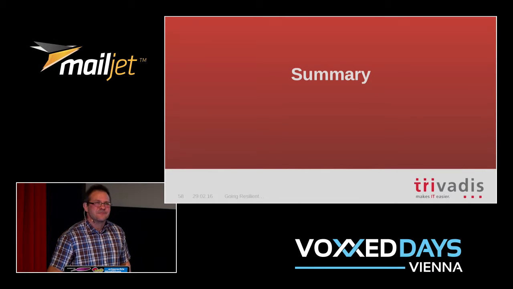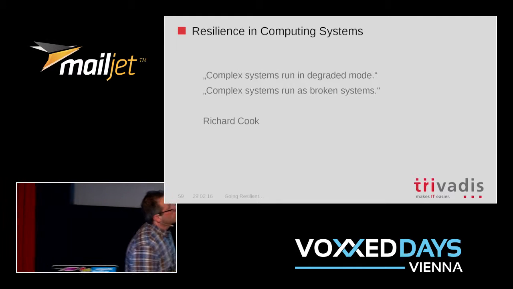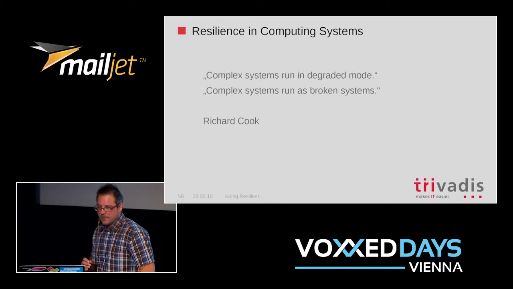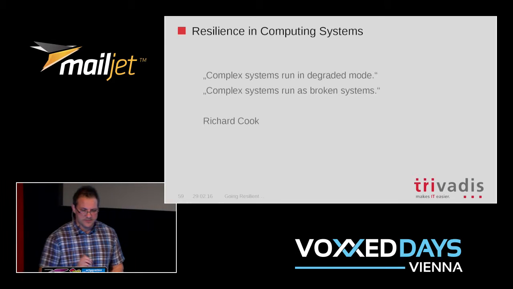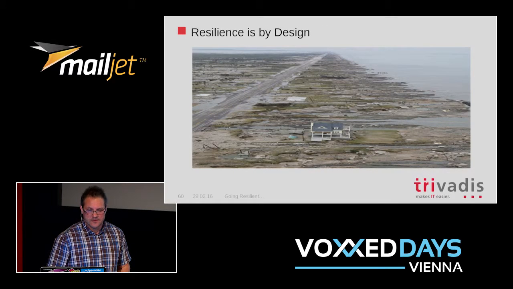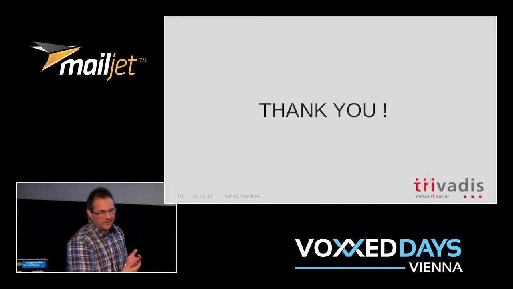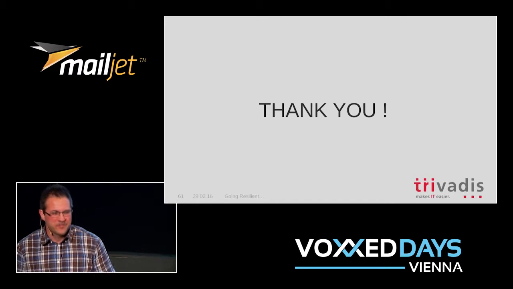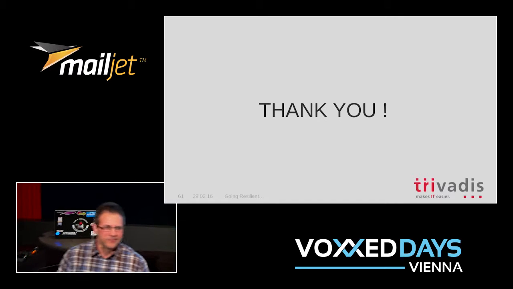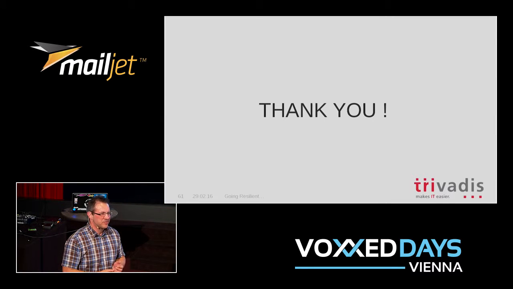So, summarizing, remember: complex systems always run in degraded mode. Complex systems run as broken systems. And resilience is a design question. That's from my side. I hope you have some ideas and additional input on what it means to build a resilient system. It is quite an abstract talk; there's not much technical stuff in it.